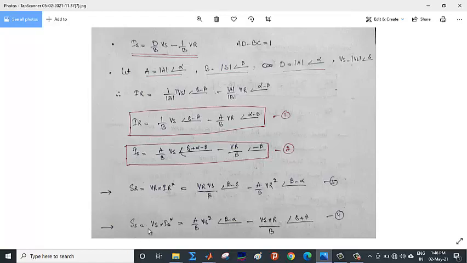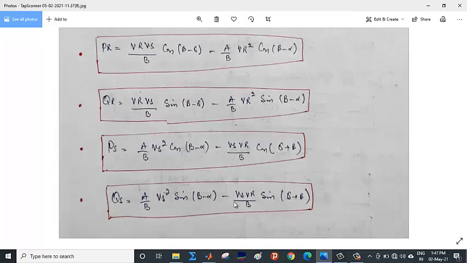Now complex power at the sending end is equal to Vs into IS star. Is is this, so Vs will be equal to Vs into delta, and you have to change it. It will be equal to delta minus alpha plus beta. That means delta and delta will cancel out, to be equal to beta minus alpha. Minus Vs by B. This will be actually plus beta, and Vs will have delta. That will be equal to delta plus beta. So this is the complex power at the sending end, and it is in terms of the polar form.